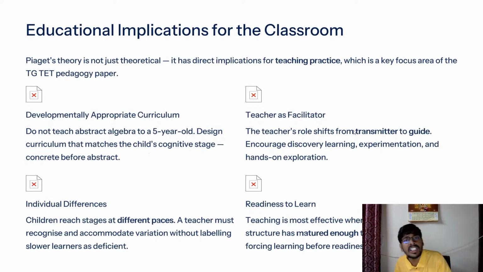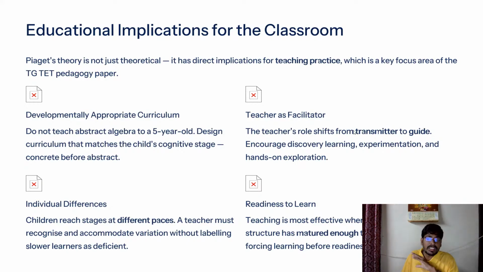And educational implications for the classroom. According to Piaget's theory, the theory of cognitive development is not only theoretical, it has direct implications in practical approach also when it comes to teaching. Developmentally appropriate curriculum: do not teach abstract algebra to a 5-year-old. You cannot teach algebra to a 5-year-old. You can only teach algebra to someone who attains that abstract level of thinking, that is the formal operational stage, the cognitive peak stage, basically.